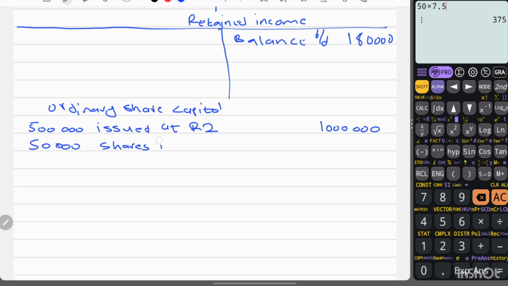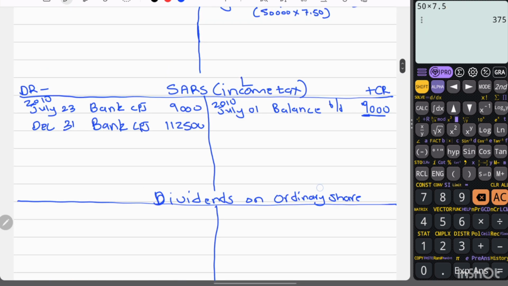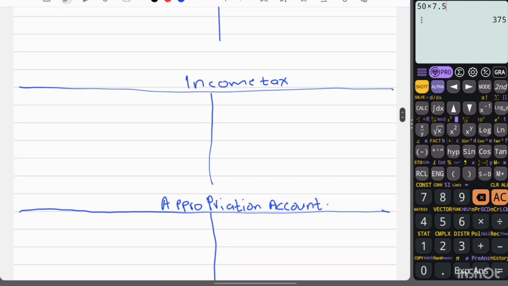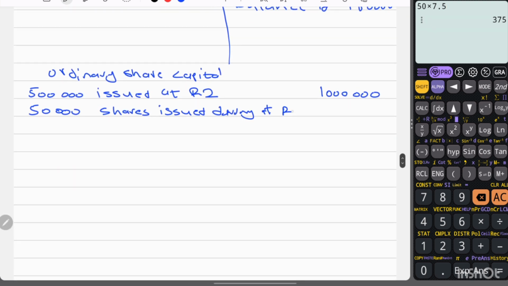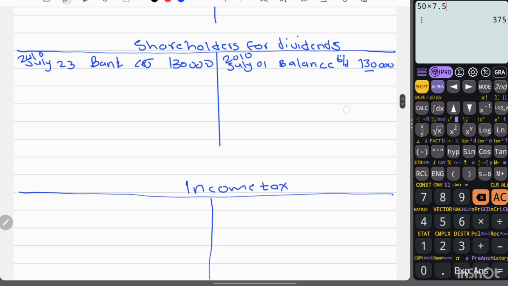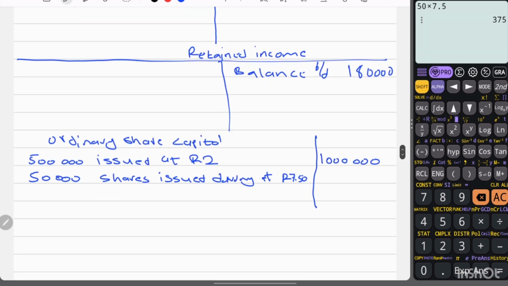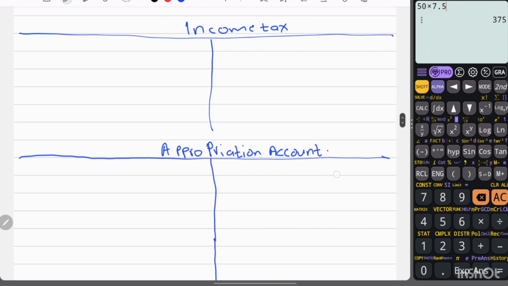shares issued during the year. At how much? We are also given the price, and the price here is R7.50. I'm going to write my R7.50 now, and the total amount is going to be 375,000, which I worked out on the calculator. Now we can go back to that information of the buying back.